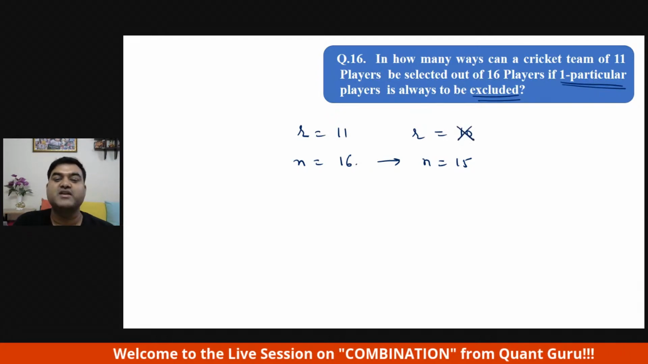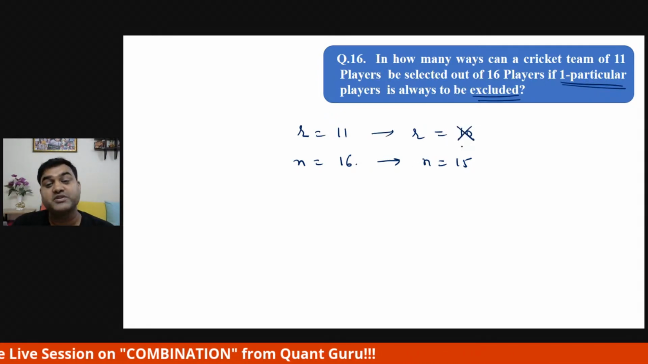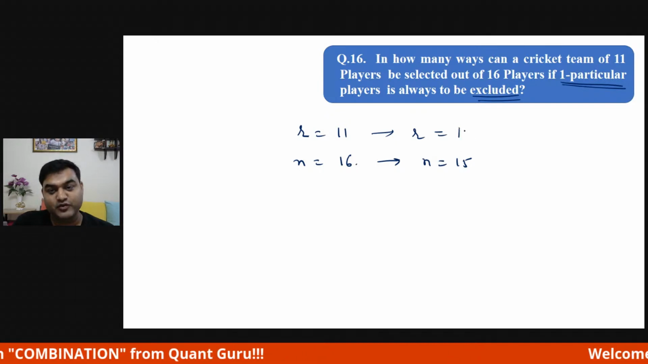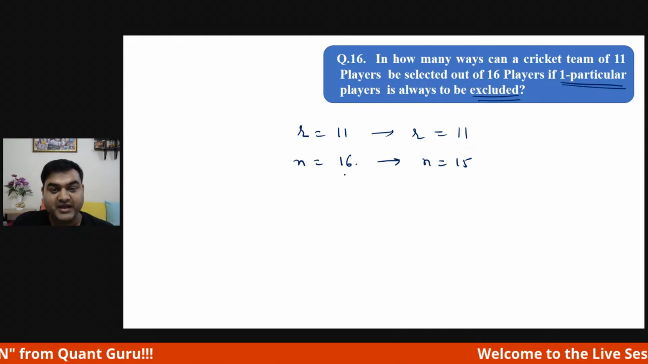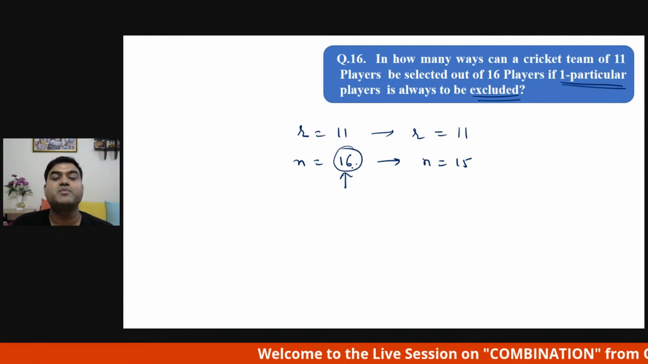No, it will not change. Why will it not change? I'll tell you. In the team, always 11 players should be there, no? So it has to be 11 only, wherein out of the maximum value, which was 16, one has to be excluded. Why? Because one person is injured.